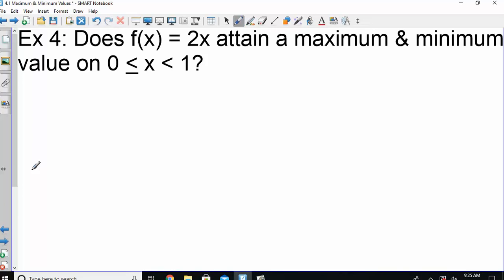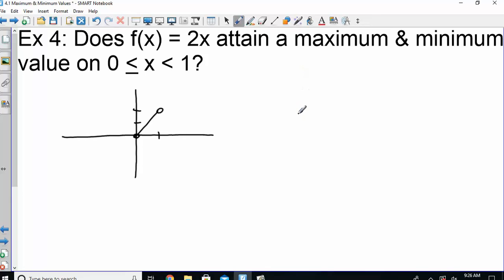Does f of x equals 2x attain a maximum and minimum value on interval 0 less than or equal to x is less than 1? Let's draw a picture. If I plug a 0 in this, 2 times 0 is 0. If I plug in a 1, 2 times 1 is 2. 2x is just a line, isn't it? But what would I have to put at the point 1, 2? Open circle, because it's not equal to.